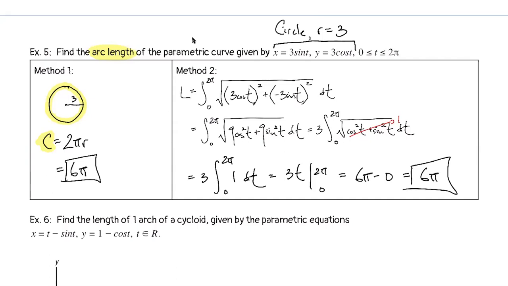Okay? So we're able to confirm our answer, something that we knew for many, many years. Here's the circumference formula for a circle. And now we're able to look at it if we had a parametric equation. So a different way of naming that curve, we're still able to manipulate it in this formula so that we get that arc length, okay? Any questions on example 5?